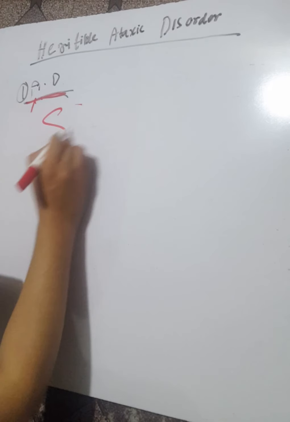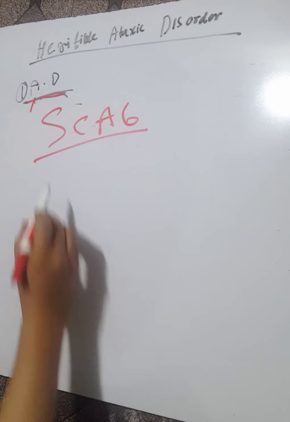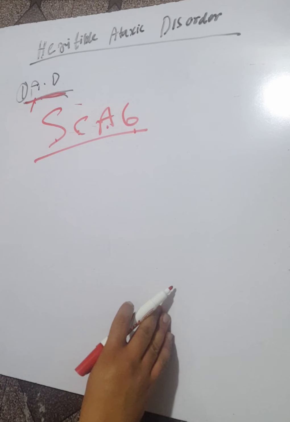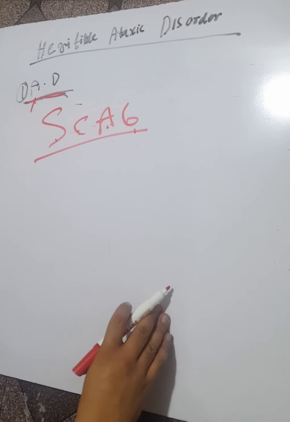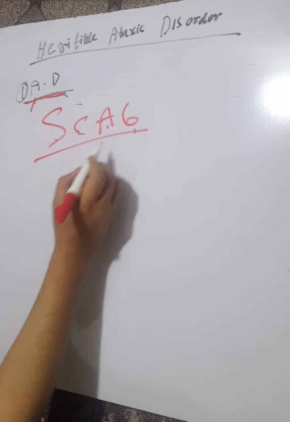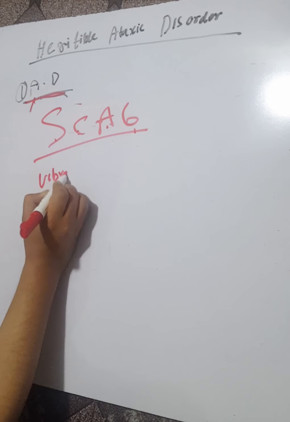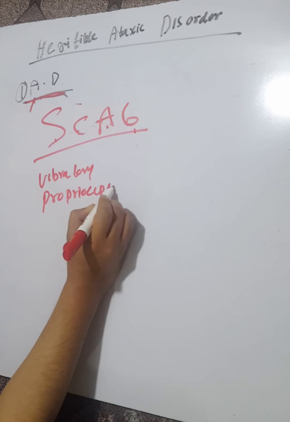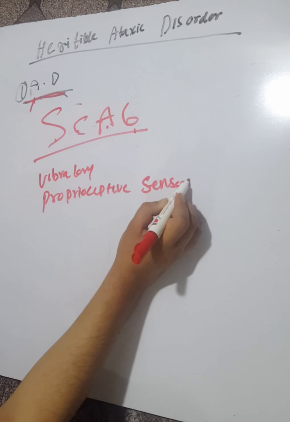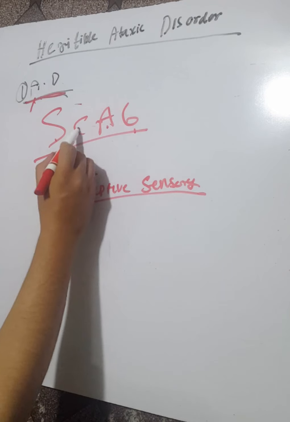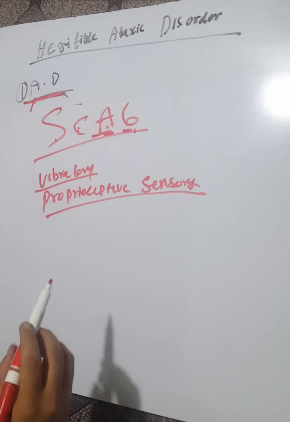SCA6, spinocerebellar ataxia 6. This is an autosomal dominant disorder, and the symptoms are vibratory and proprioceptive sensory loss.